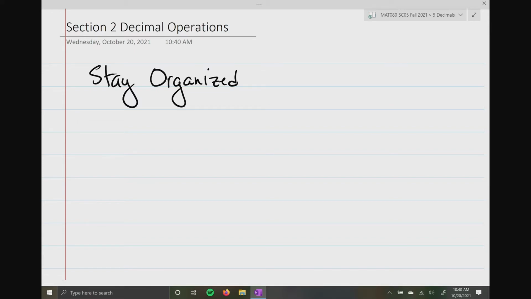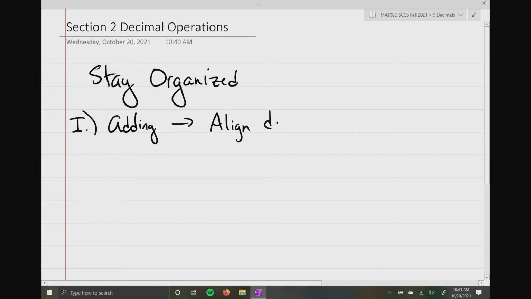The first three operations I think are the easiest. Add, subtract, and multiply. Very straightforward. It's dividing decimals that always gives us a little bit of problems, and I think it's just because we forget that we need to stay organized. So the first one I want to do would be adding, okay? And the key to this is just to align the decimals. That's it.